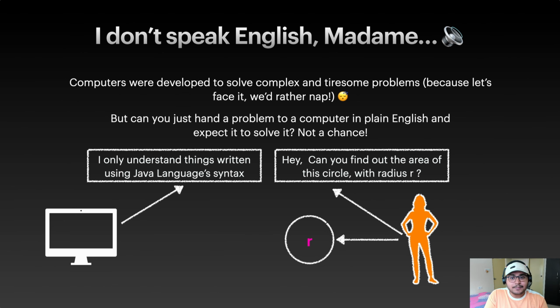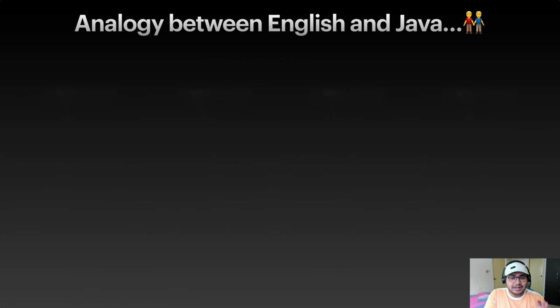The only way a computer can understand is if you give it instructions using the grammar of Java or any other high level programming language and then execute it. So let's dive into the syntax of Java programming language and see how to make it speak your language.